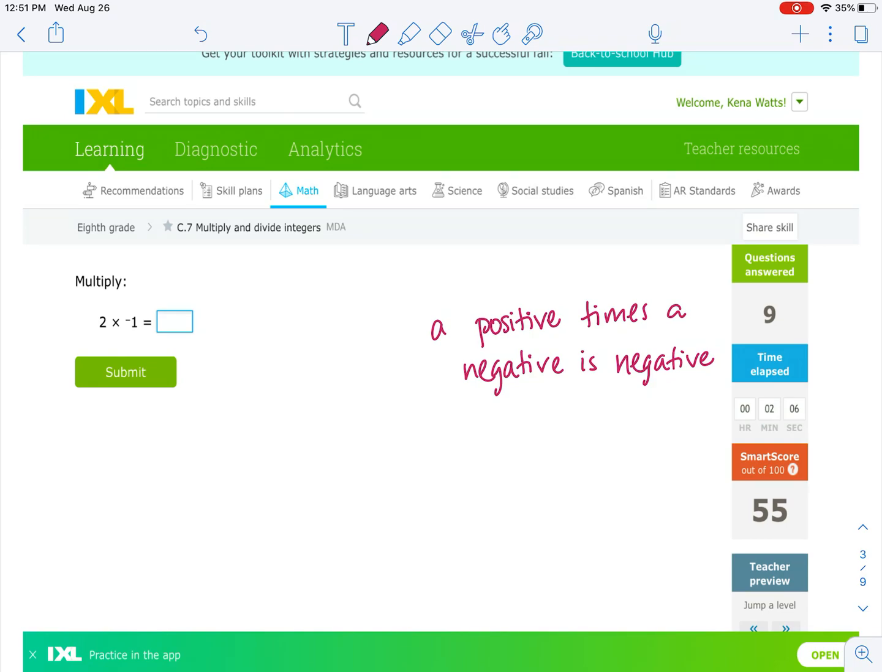This time we're multiplying 2 times negative 1. Remember that a positive times a negative is also negative. So as long as one of the two numbers that I'm multiplying together is negative, that means the answer is going to be negative. So I have one negative number right here. 2 times negative 1 is negative 2.